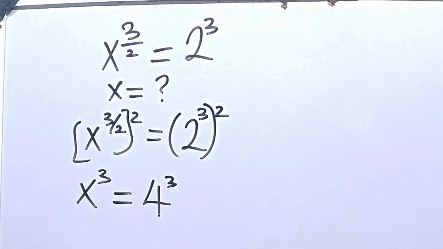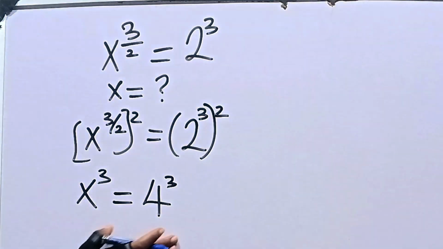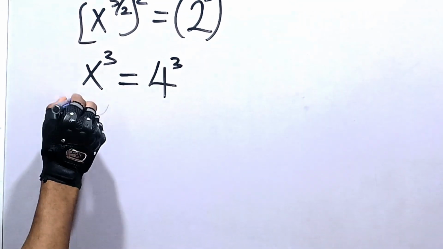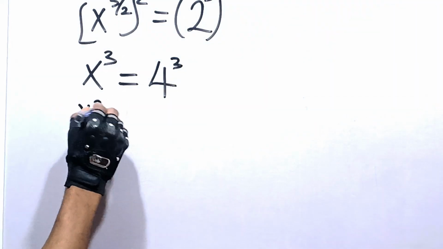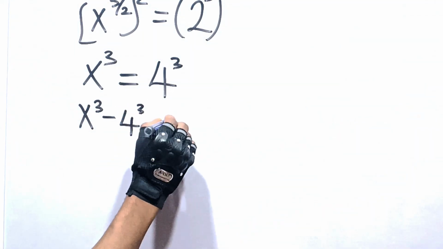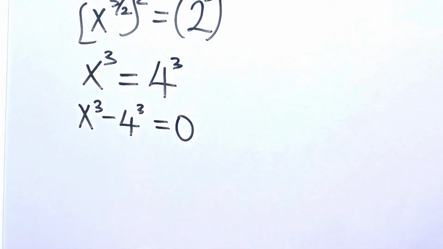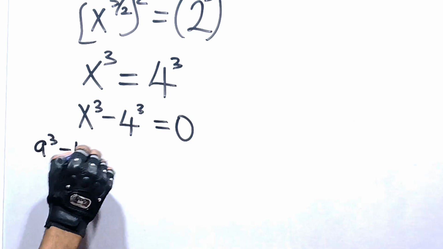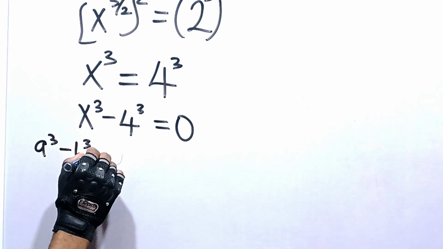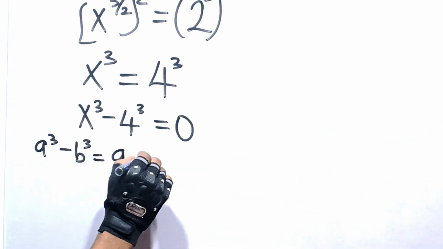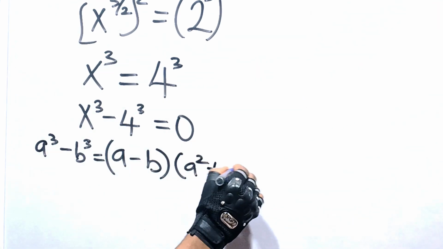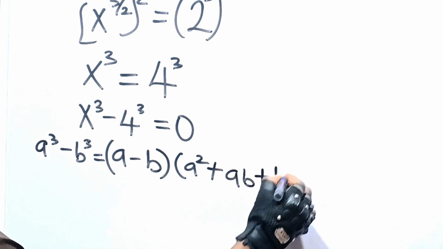Now, we have x raised to the power 3 is equal to 4 raised to the power 3. So we can re-express this as x raised to the power 3 minus 4 raised to the power 3 is equal to 0. From here we have a difference of 2 cubes. The law of difference of 2 cubes says that when I have a cubed minus b cubed, this is equal to a minus b into a squared plus ab plus b squared.